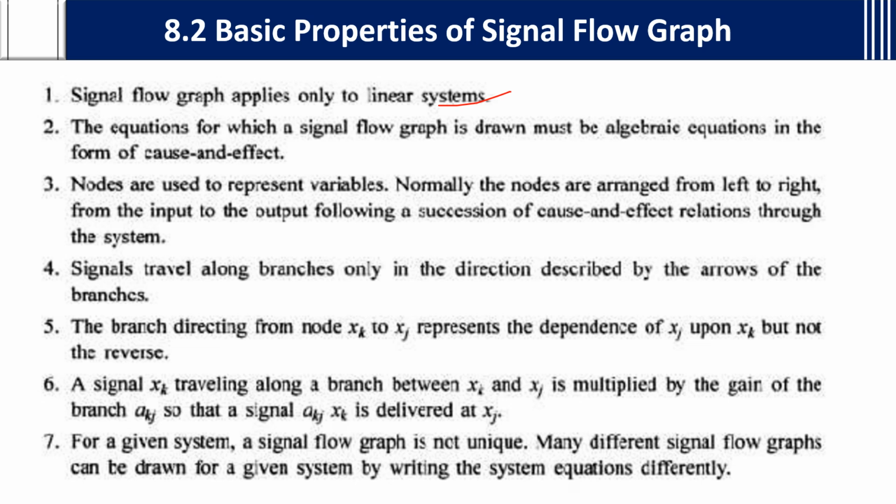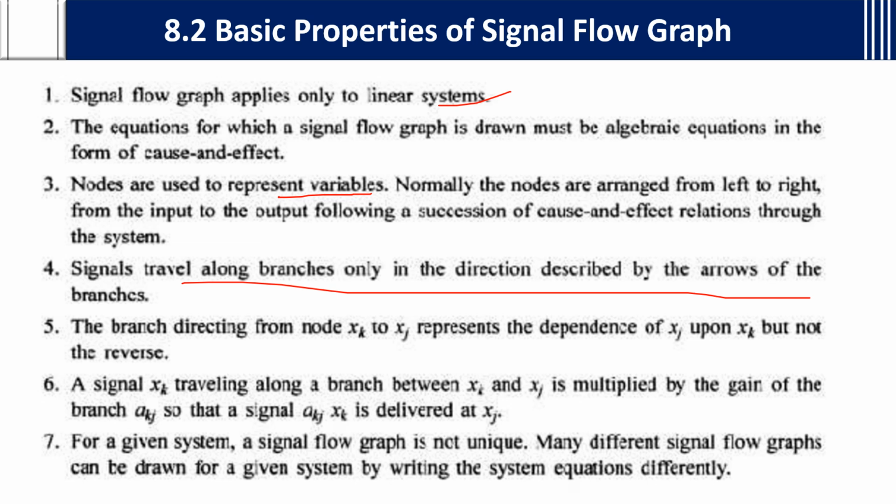Nodes are used to represent variables. Yes, nodes are used to represent the variables. Normally the nodes are arranged from left to right, from input to output. We need to arrange from left to right. Signals travel along branches only in the direction described by the arrows of the branches. Signal will travel only in the direction based on the arrows we mentioned. So arrows are very important. Don't miss writing arrows, and the dots or the nodes we need to mention.